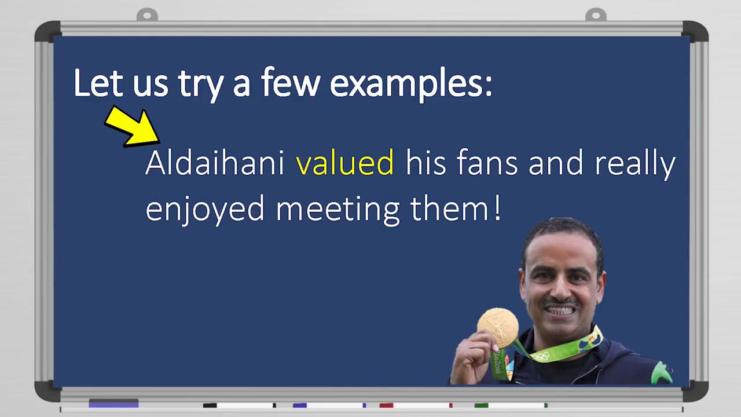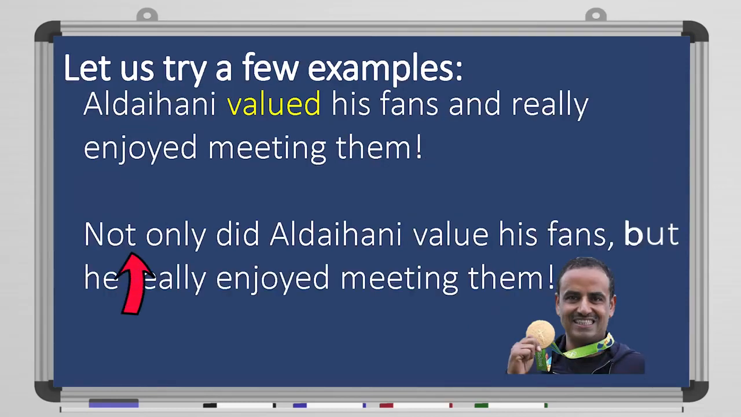Now, do you know Fahd Dehani? I'm sure you all know about him. Dehani valued his fans and really enjoyed meeting them. Now, this is a regular sentence. If I want to show that he really, really values his fans, I'm going to use inversion. So I'm going to use not only. Not only, but. Not only is always paired with what? But. Not only did he value his fans, but he really enjoyed meeting them. Let's break down the sentence together.